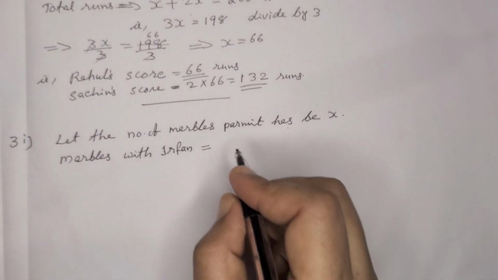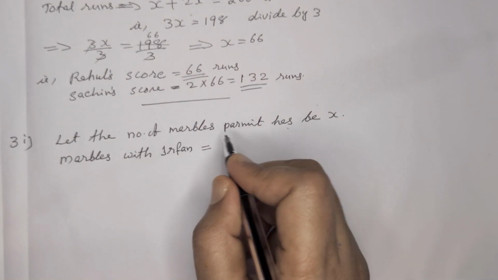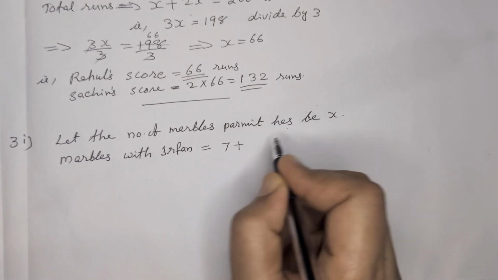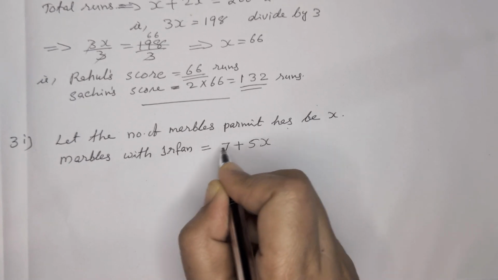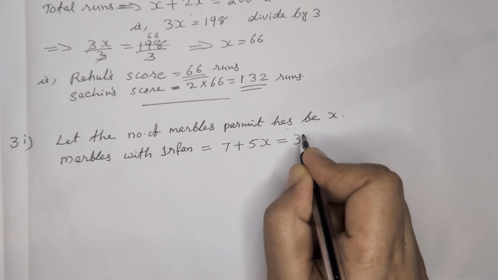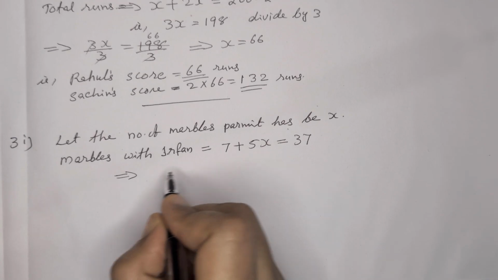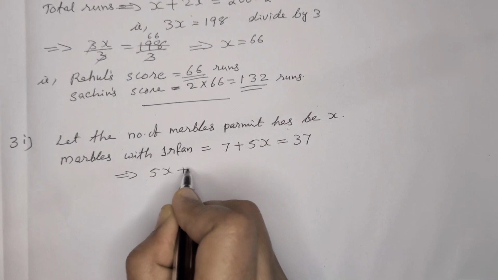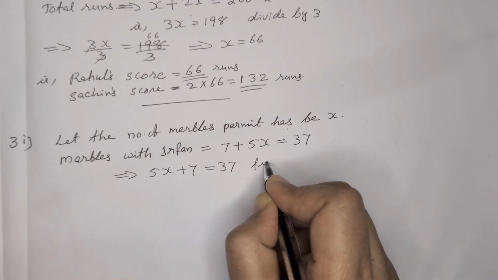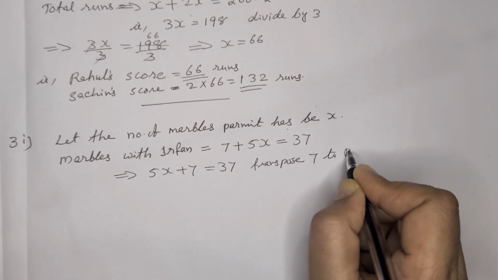Now the marbles with Irfan is equal to 7 more than 5 times what Permit has, so 7 plus 5x, and that is equal to 37, as he is saying he has 37 marbles. Which implies we can write 5x plus 7 is equal to 37. First we have to transpose 7 to RHS.